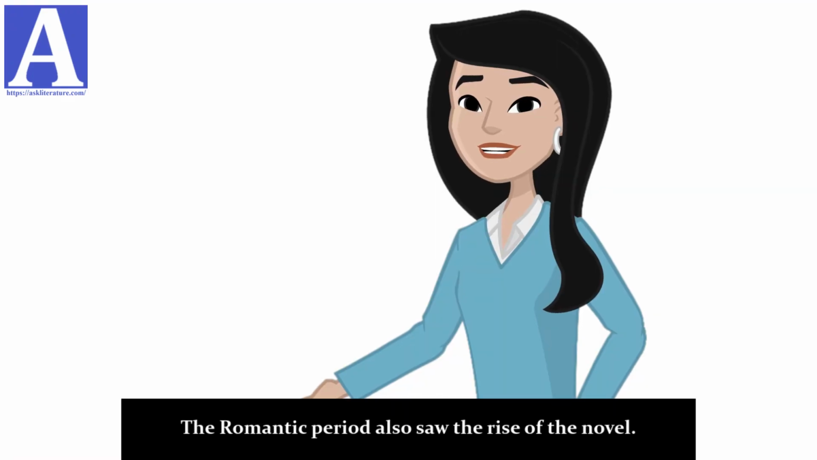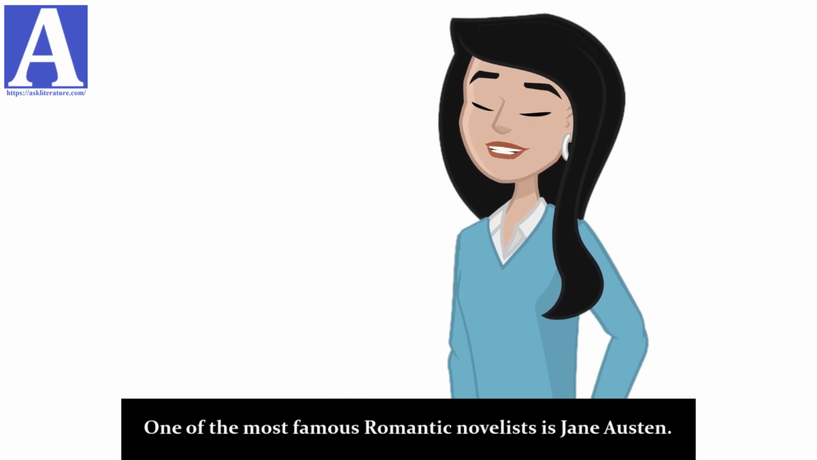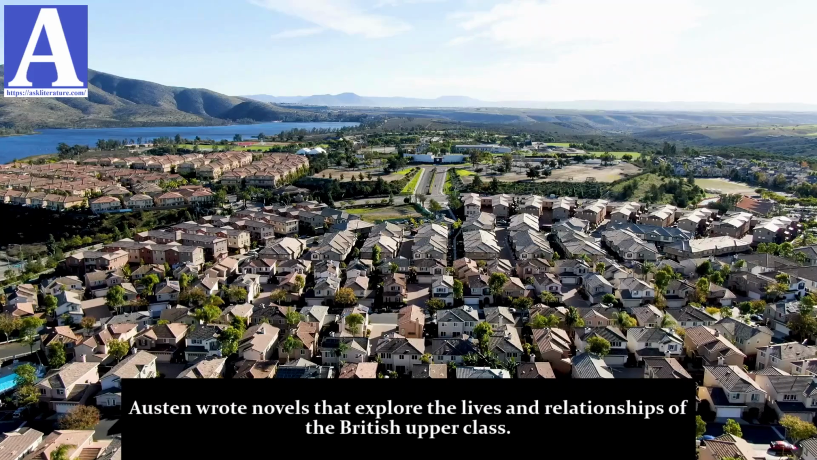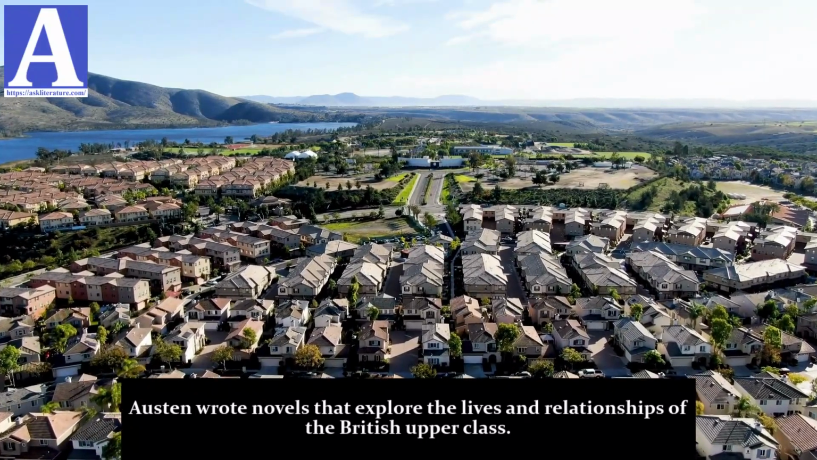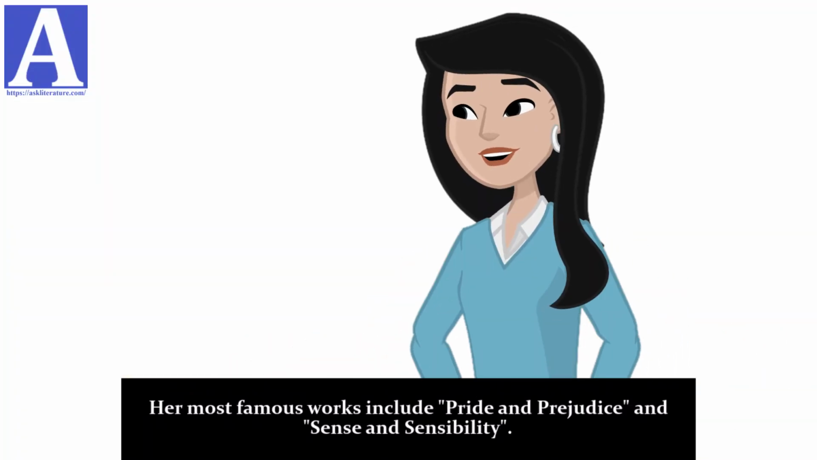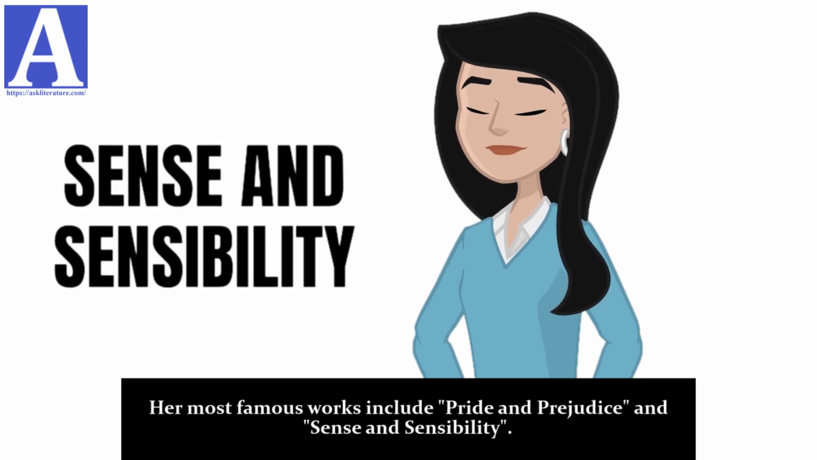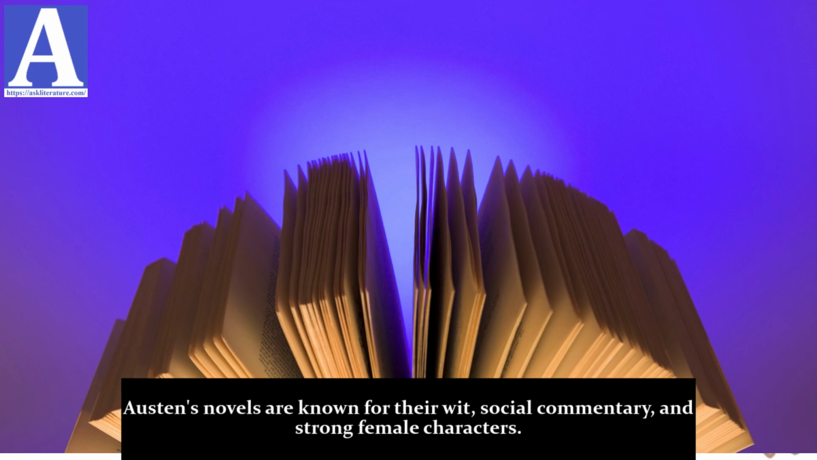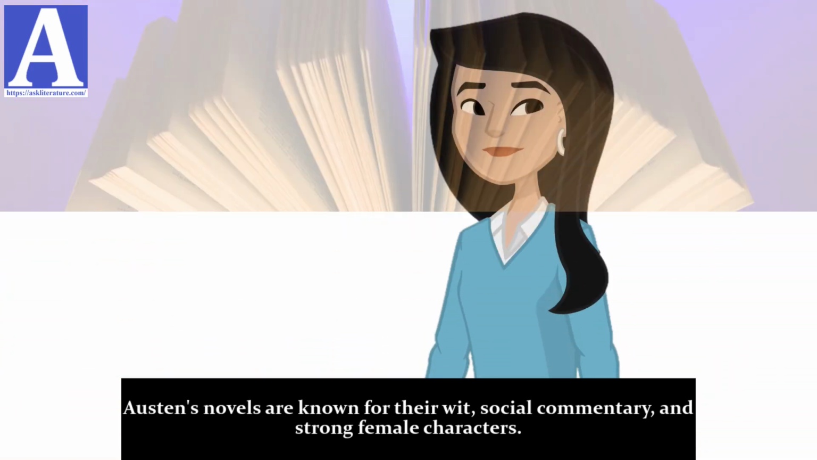The Romantic period also saw the rise of the novel. One of the most famous romantic novelists is Jane Austen. Austen wrote novels that explore the lives and relationships of the British upper class. Her most famous works include Pride and Prejudice and Sense and Sensibility. Austen's novels are known for their wit, social commentary, and strong female characters.